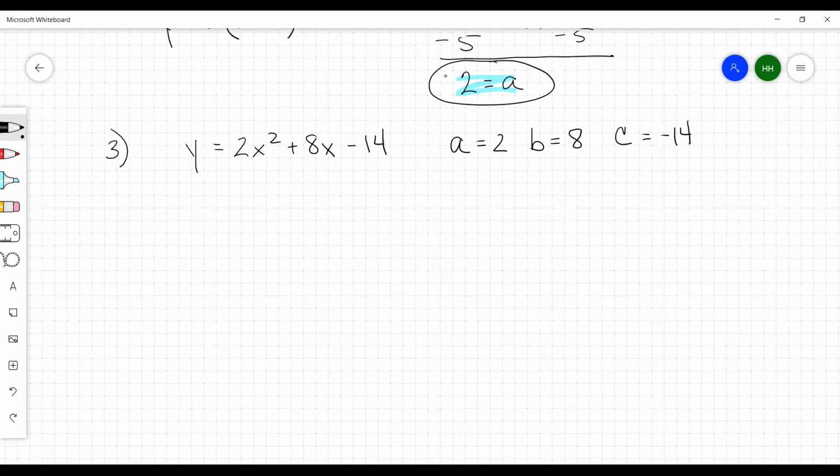All right, number 3, since a is positive, the graph goes up, and it's going to have a minimum value. Our range is going to be based on the y value at the vertex, so we have to find the vertex. Our x at the vertex is equal to the opposite of b, which is 8, divided by 2 times a, which is 2 times 1, which is 2. So our x at the vertex is negative 4.